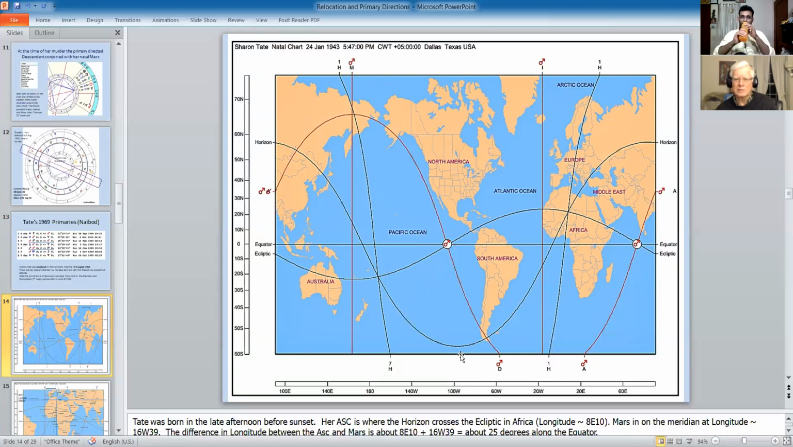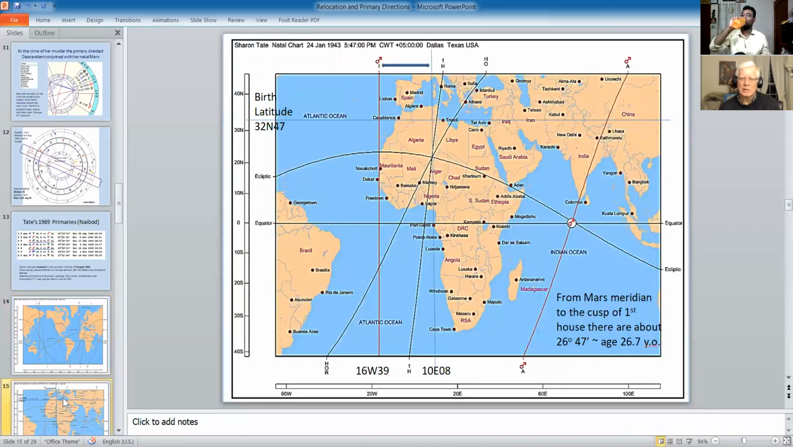Oh, okay. I blew up Africa to make it clearer. So this line here is her birth latitude. She's born at latitude almost 33 north. So her birth chart lies along this latitude. And her ascendant is going to be where her horizon, which is this line, crosses the ecliptic right here.